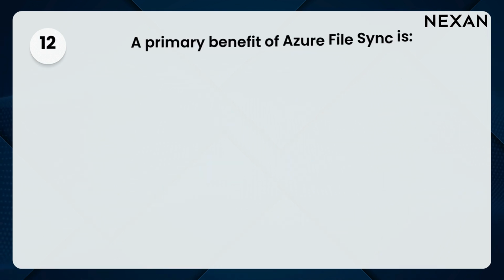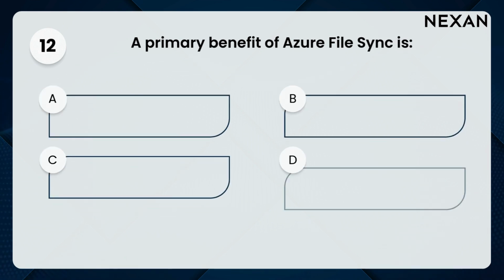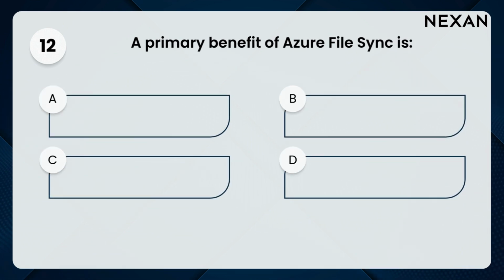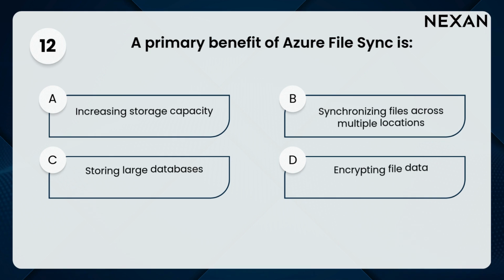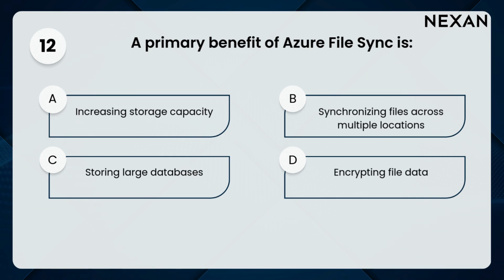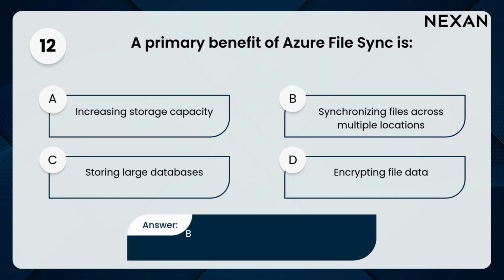12. A primary benefit of Azure File Sync is A. Increasing storage capacity. B. Synchronizing files across multiple locations. C. Storing large databases. D. Encrypting file data. Answer: B. Synchronizing files across multiple locations.